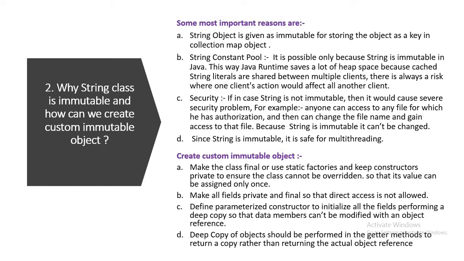And last but not least, deep copy of objects should be performed in the getter methods to return a copy rather than returning the actual object reference. So we'll move to the next question.